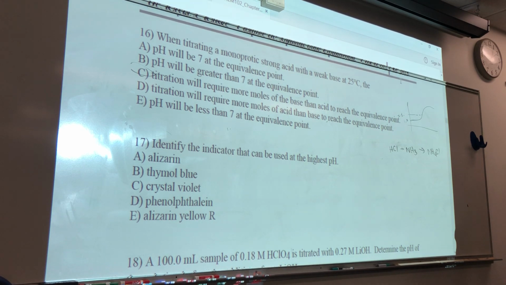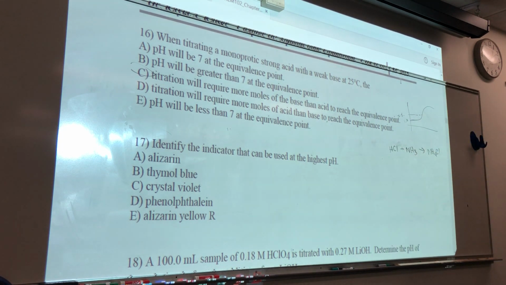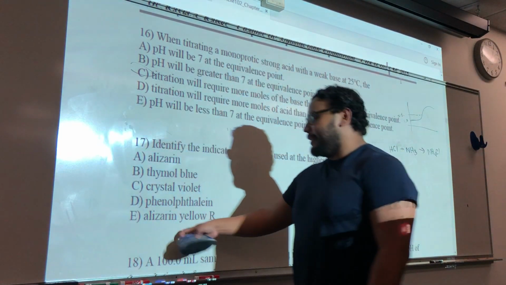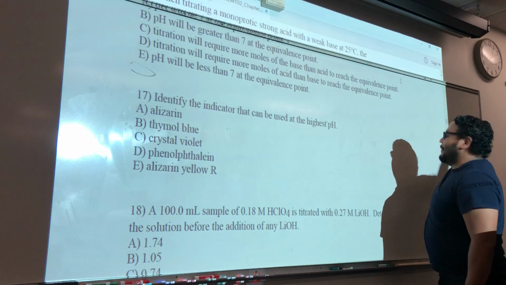Awesome. 17. Someone please do 17. Identify alizarin yellow. Is it alizarin yellow? Do you know it? I vaguely remember it from the presentation. I was like, when do you have a pH of like 15? Oh, alizarin yellow R. Yes. I remember that. I think it's alizarin yellow, it's the one that's E. You're right.